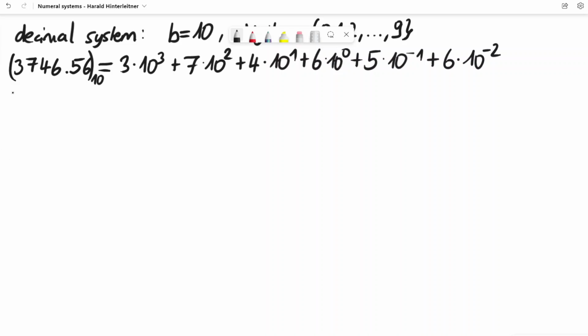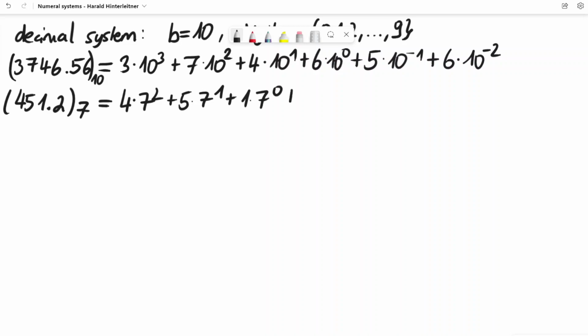For example, I just use any base, 7. And how to convert this into the decimal system as above: 4 times 7 to the power, so 0, 1, 2, plus 5 times 7 to the power 1, plus 1 times 7 to the power 0, plus 2 times 7 to the power negative 1. And if you calculate this, you get the result in the decimal system as a decimal number.